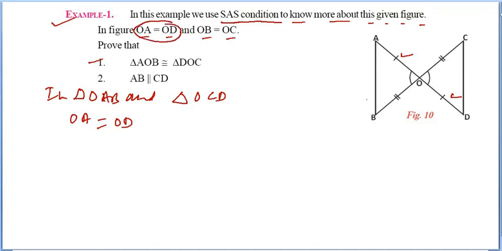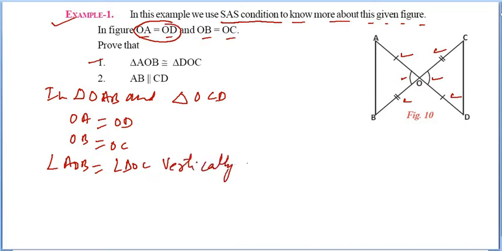Now come to OB is equal to OC. You can see here OB is equal to OC. So you have to write OB is equal to OC. Both are given. And the angle, this one, is the vertically opposite angle. So you can write angle AOB is equal to angle DOC, that is vertically opposite angles.